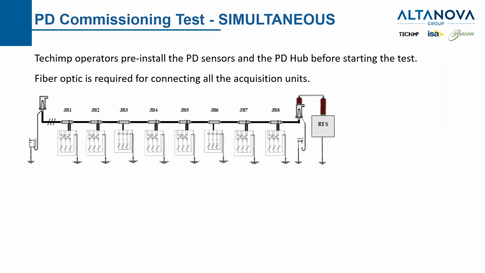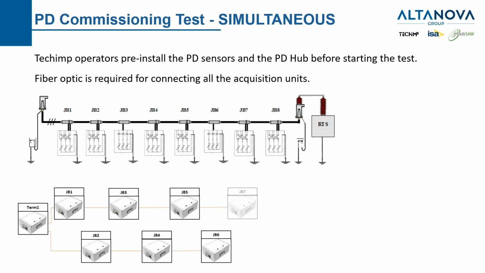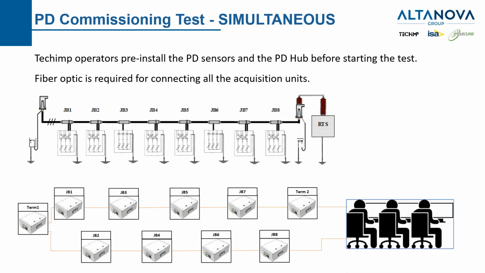Let's see now the very same cable layout. We need to install temporary PD hubs for all accessories. Those will be connected with sensors to the HV accessory. Then we will have fiber optic connecting all the points, and we will have one control room with 1, 2, 3, up to 6 test engineers working simultaneously on the whole cable.